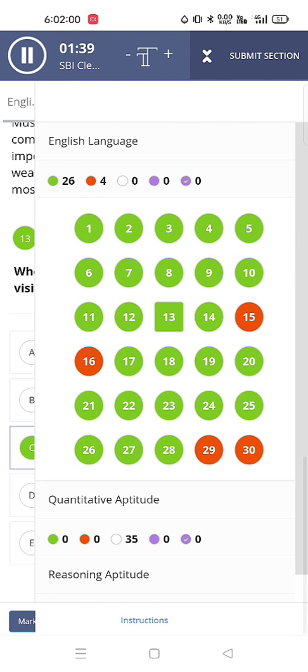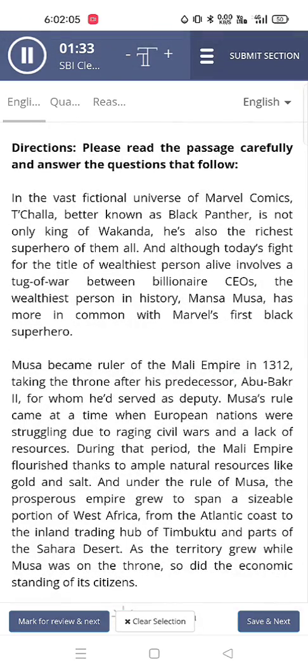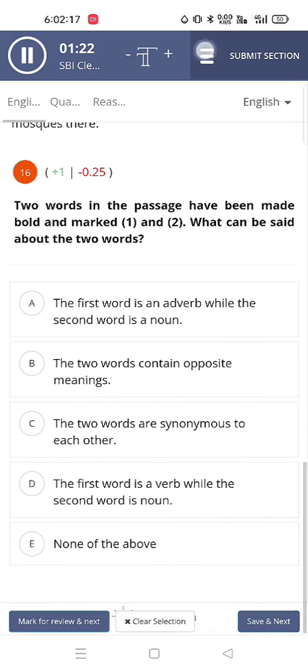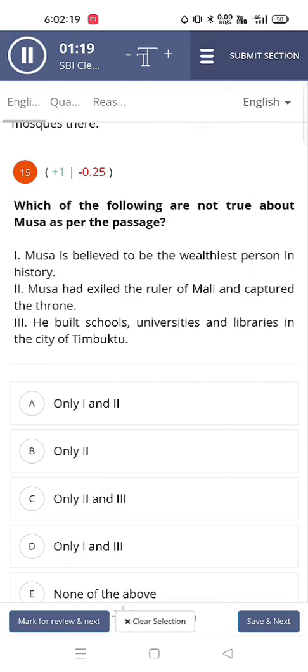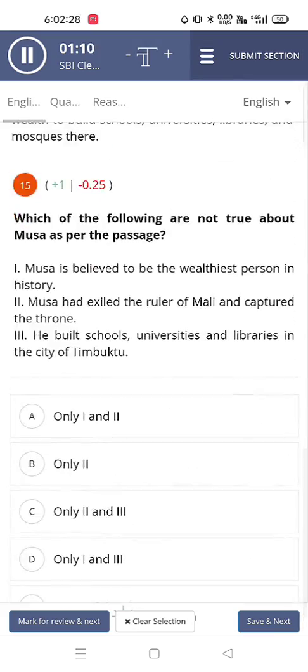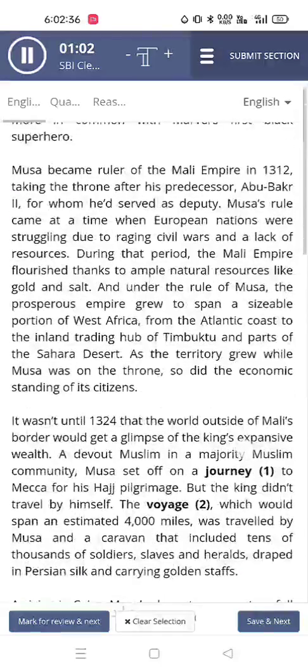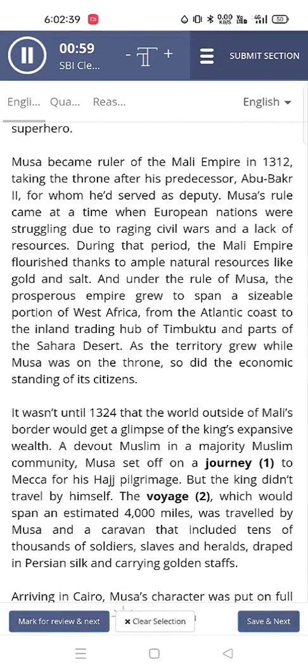We will try to solve question 15 also. Musa is believed to be the wealthiest person in history. I don't think I will be able to answer this question, but we will try to see. Okay, it is this question 15. Musa has exiled the ruler of Mali and captured the throne, taking the throne after his predecessor. It is wrong. So the second statement is wrong. And then third, he built schools, universities, and libraries in the city of Timbuktu.